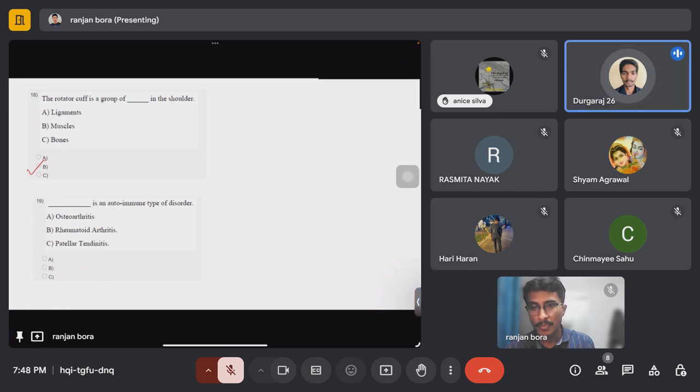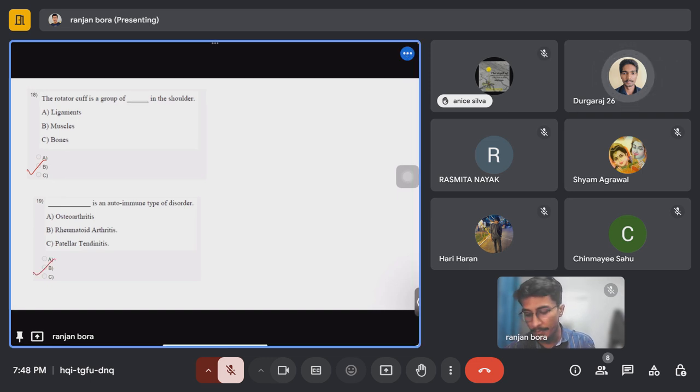Rheumatoid arthritis or osteoarthritis? Option B, rheumatoid arthritis, is correct. Yes.